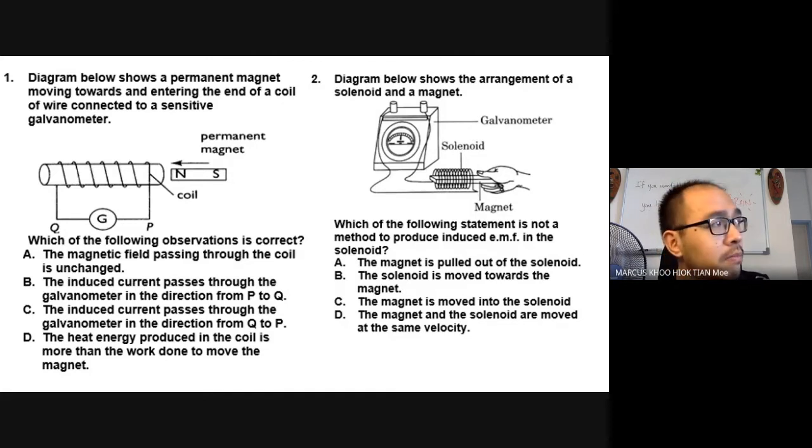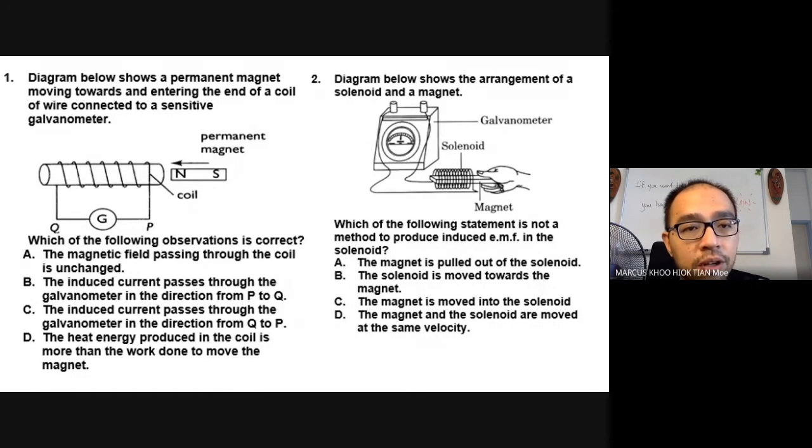Number one, please, Adam. C, the induced current passes through the galvanometer in the direction of Q to P. Oh, really? C. Okay, let's double check.